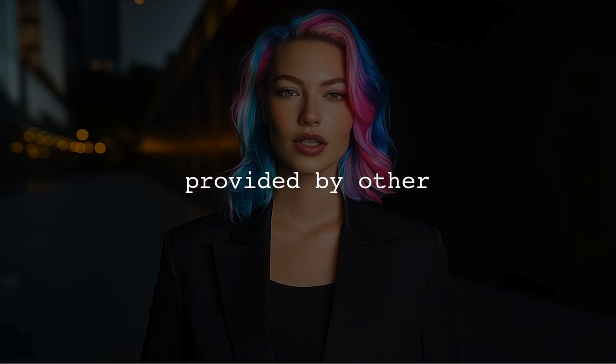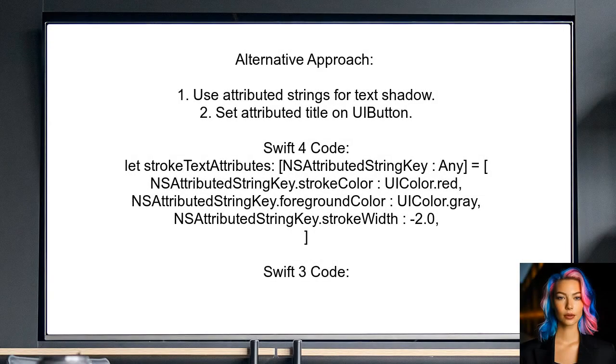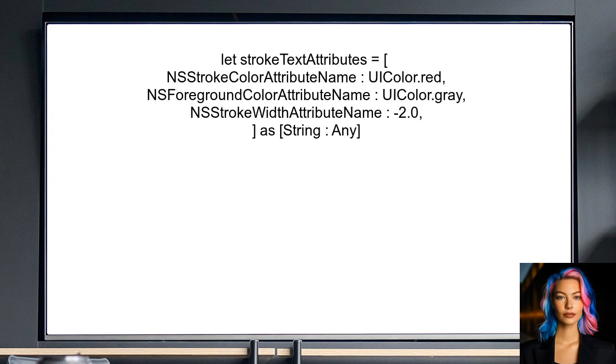Now let's look at the answers provided by other users. An alternative solution suggests using attributed strings to create a text shadow effect. By utilizing the set attributed title property of a UI button, you can achieve the desired look. The user provides code examples for both Swift 4 and Swift 3, demonstrating how to set stroke color, foreground color, and stroke width to create an outline text effect.